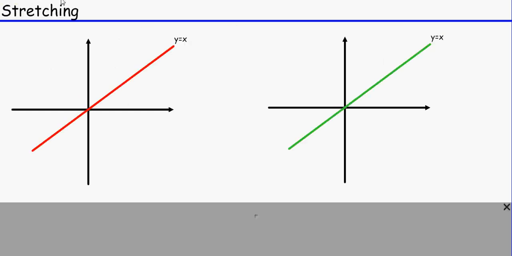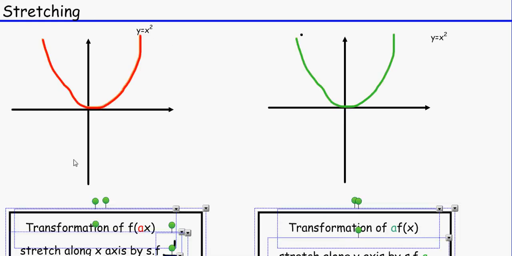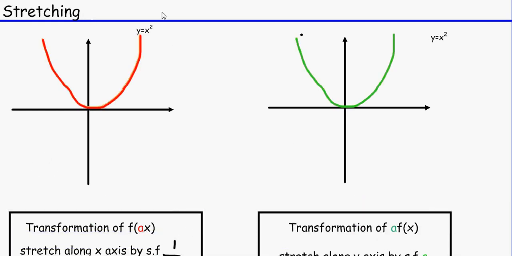And the last one is stretching. Now the thing about stretching is that when we have a linear graph like this, we can't really stretch it because it goes on to infinity. So there's nothing to stretch. I could do that, but there's nothing really to stretch, so it doesn't really matter. But when we come onto parabolas, we can actually stretch it.